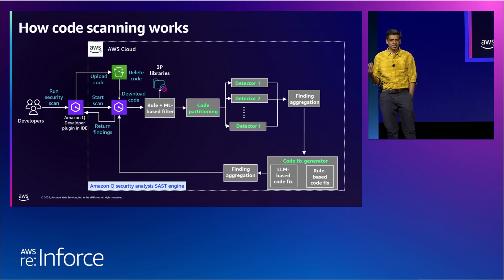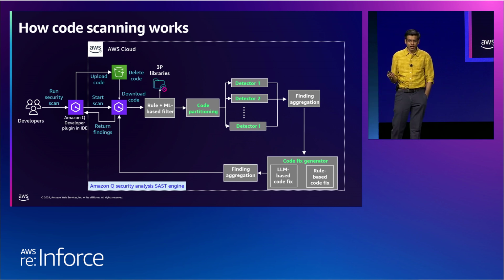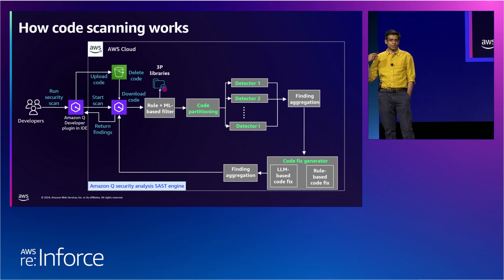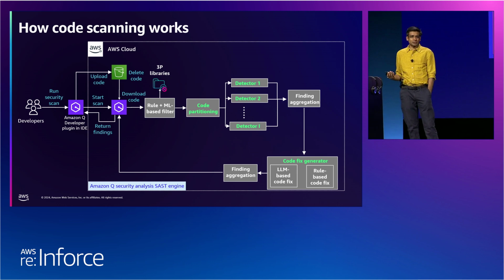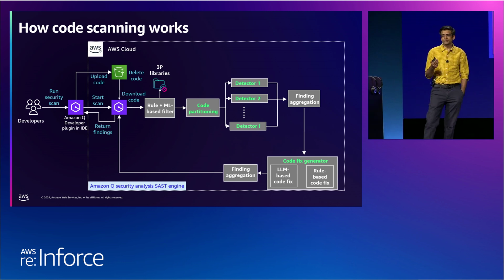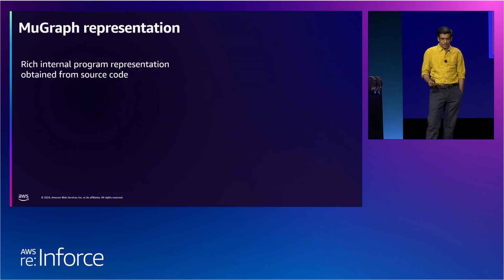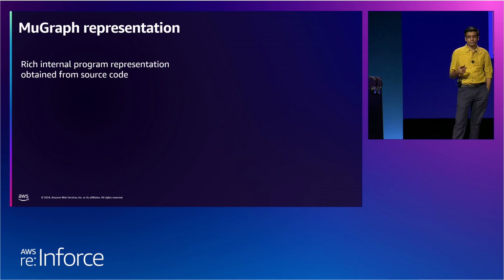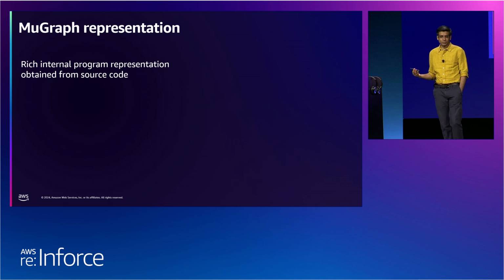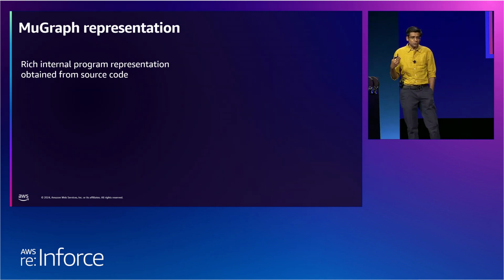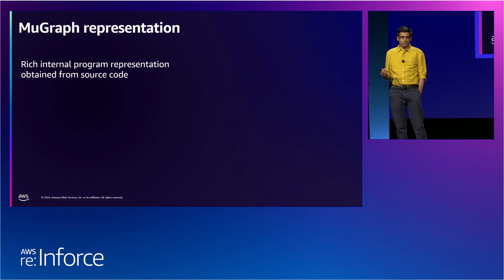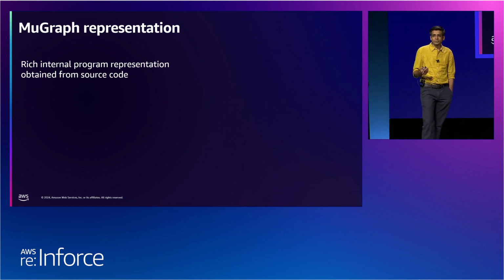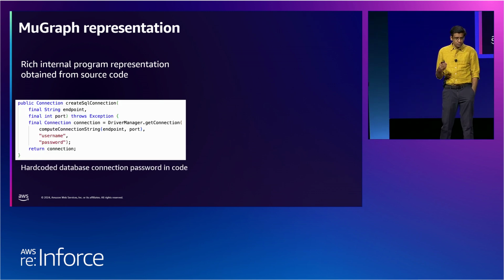Let's now look into the detectors that power Q security analysis. In particular, we'll look into the implementation of the detectors that are the foundations of this analysis. Okay, so all the detectors that we've developed, a lot of them are based on the mu graph program representation. The mu graph representation is a very rich internal program representation that is obtained from source code. And to learn more about the mu graph representation, let's use this running example.